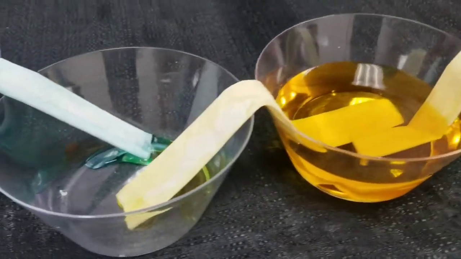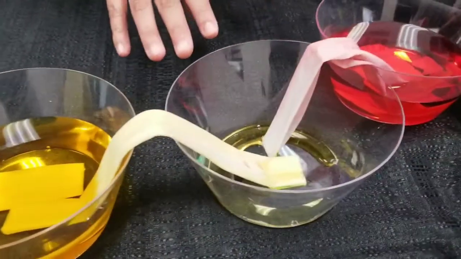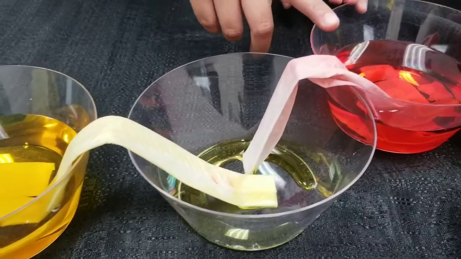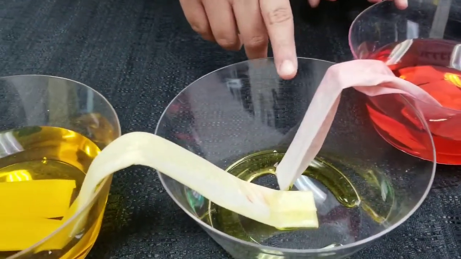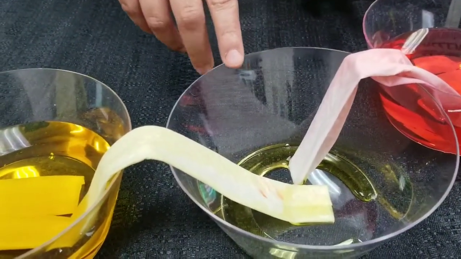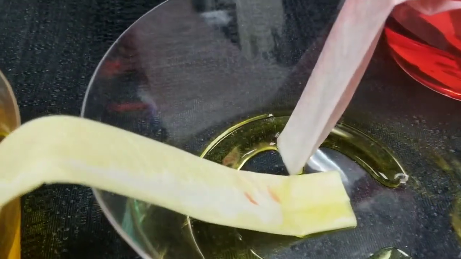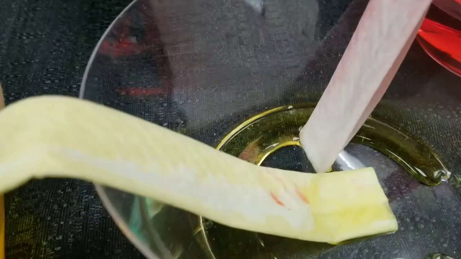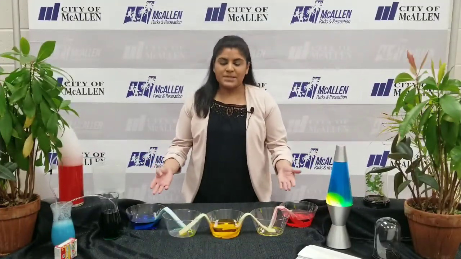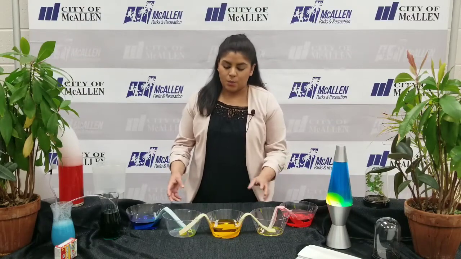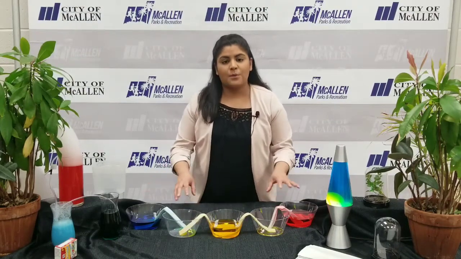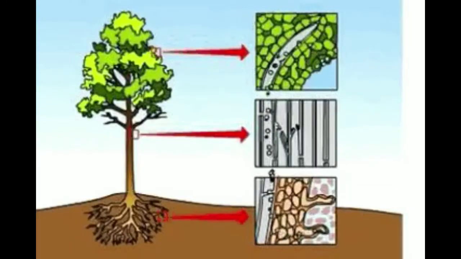And the same thing is happening right over here. Red has also done the same thing, traveling up into the bowl, mixing with the yellow, which is going to form orange. It might take a little bit more time, but you'll see it. So in this experiment, our paper towels are representing our roots, which are absorbing the water that will travel up our stems into the leaves.